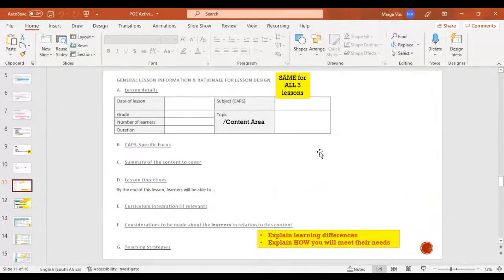Right, so let's just look at our lesson plan template. You will remember how it looks. This is how it looks. So the date of the lesson, the grade 7, number of learners, say for instance 30. The duration will then now be 90 minutes because you have 3 lessons. The subject, which subject is it? Mathematics. The topic will be problem solving, rate.